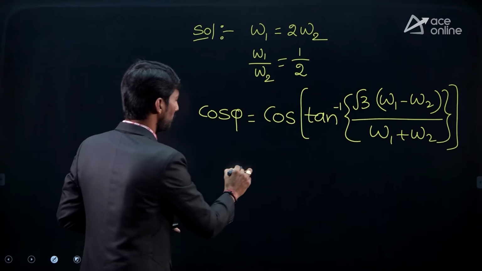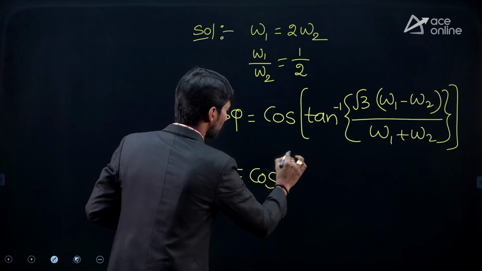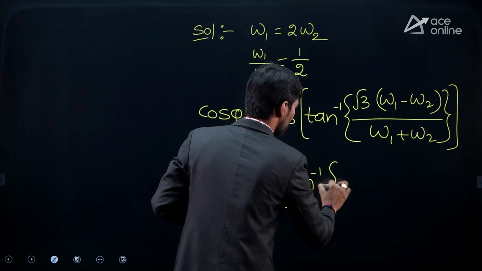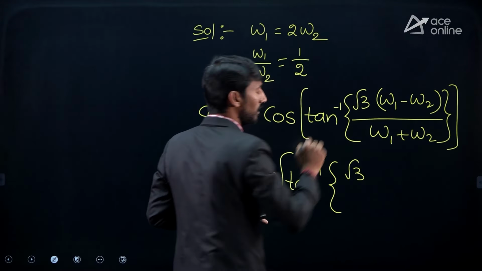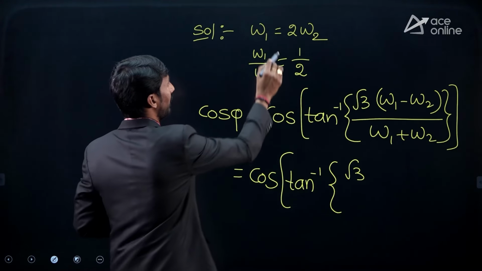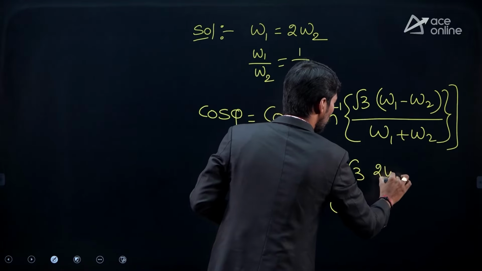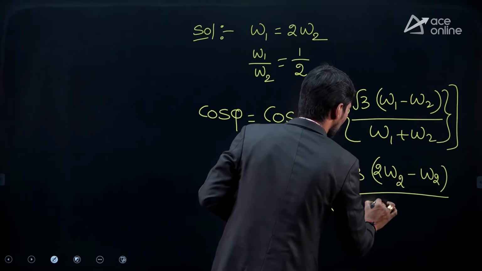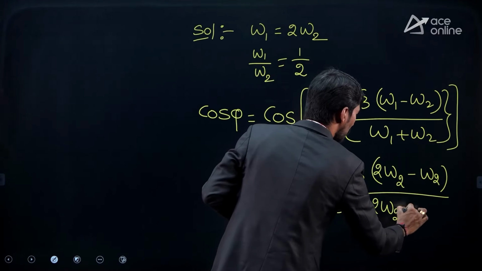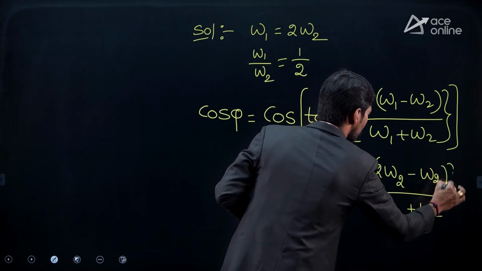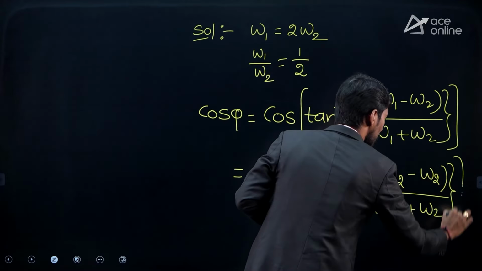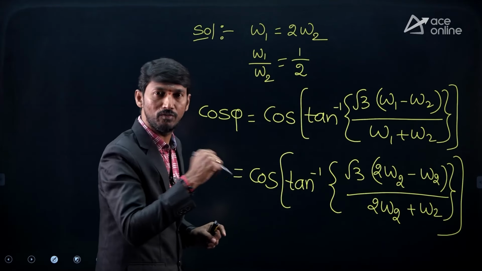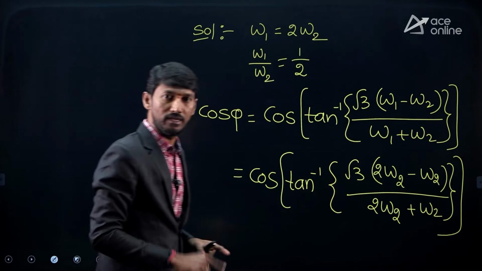Now, simple. Cos of tan inverse, root 3 times (W1 minus W2). What is W1? W1 is 2W2 minus W2 by 2W2 plus W2. Now, this is W2, this is 3W2, W2 will be cancelled, root 3 by 3, that is 1 by root 3.